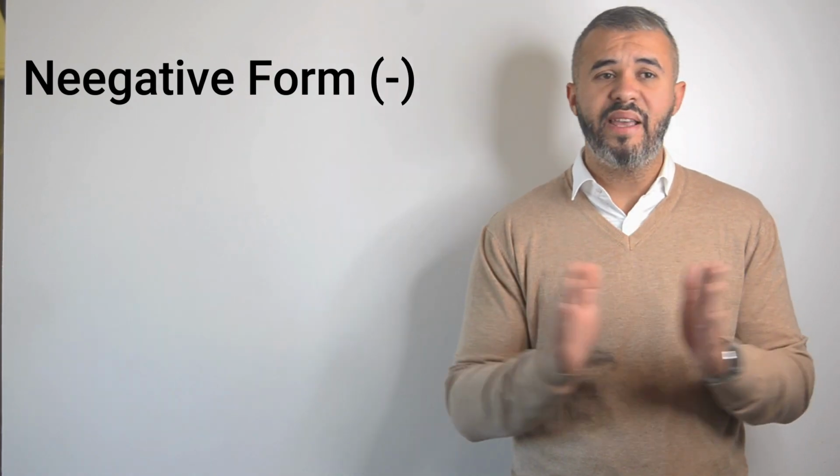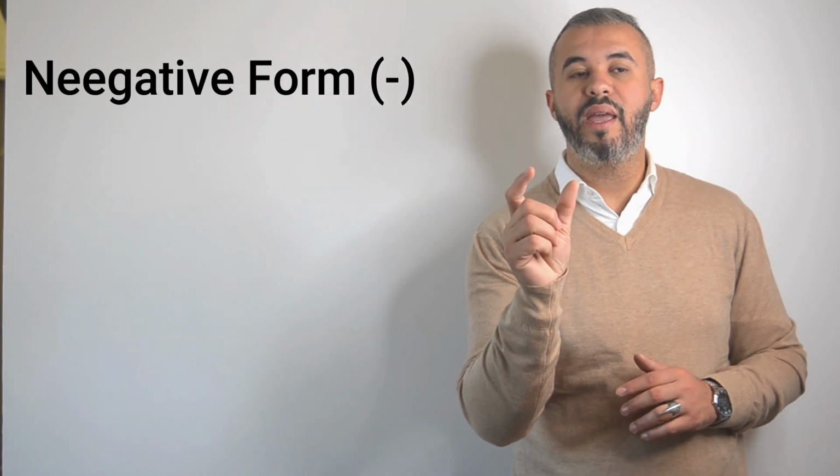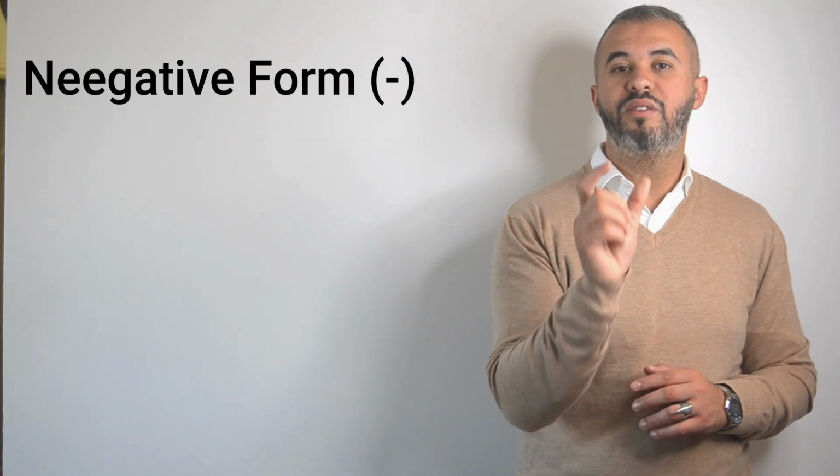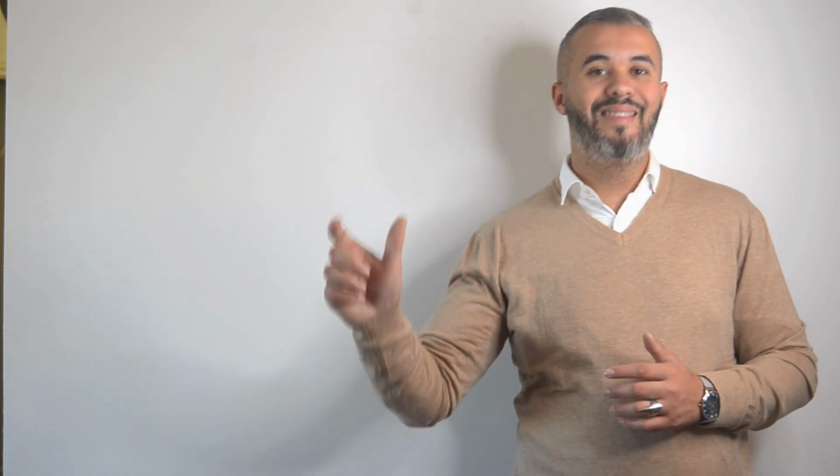Now I will tell you how to turn from the affirmative into negative form. It is very easy. You need the auxiliary to do. The auxiliary to do, it is the most important mark of the negative form. The past form of the auxiliary to do is did. So to do, did. Example. I went to see my father. This is the affirmative form.